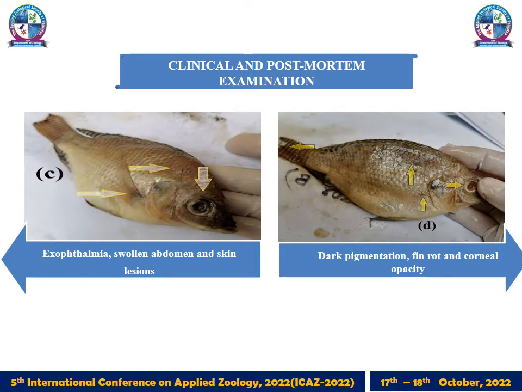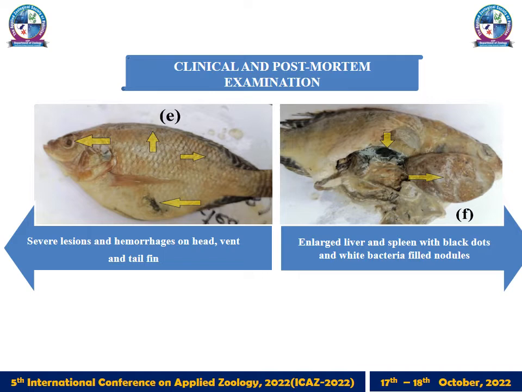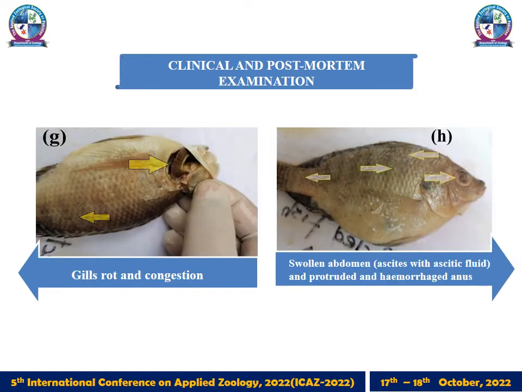This figure shows exophthalmia in the areas of the eyes, swollen abdomen and skin lesions, dark pigmentation, fin rot and corneal opacity, severe lesions and hemorrhages on head, vent and tail fin, enlarged liver and spleen with black dots and white bacteria-filled nodules, gill rot and congestion, swollen abdomen with ascites having ascitic fluid, and protruded and hemorrhagic anus.